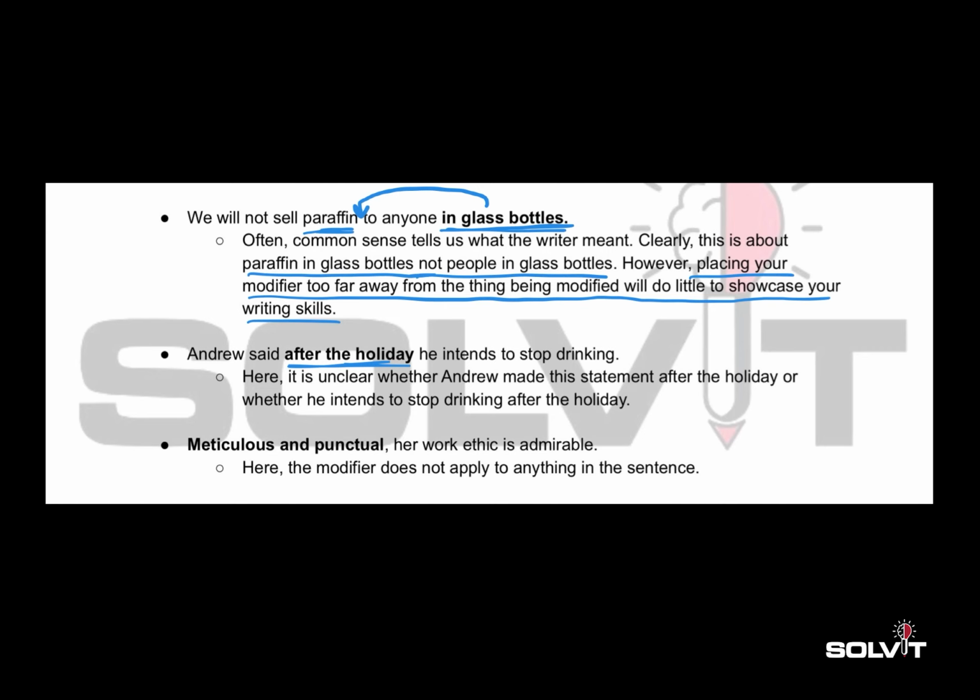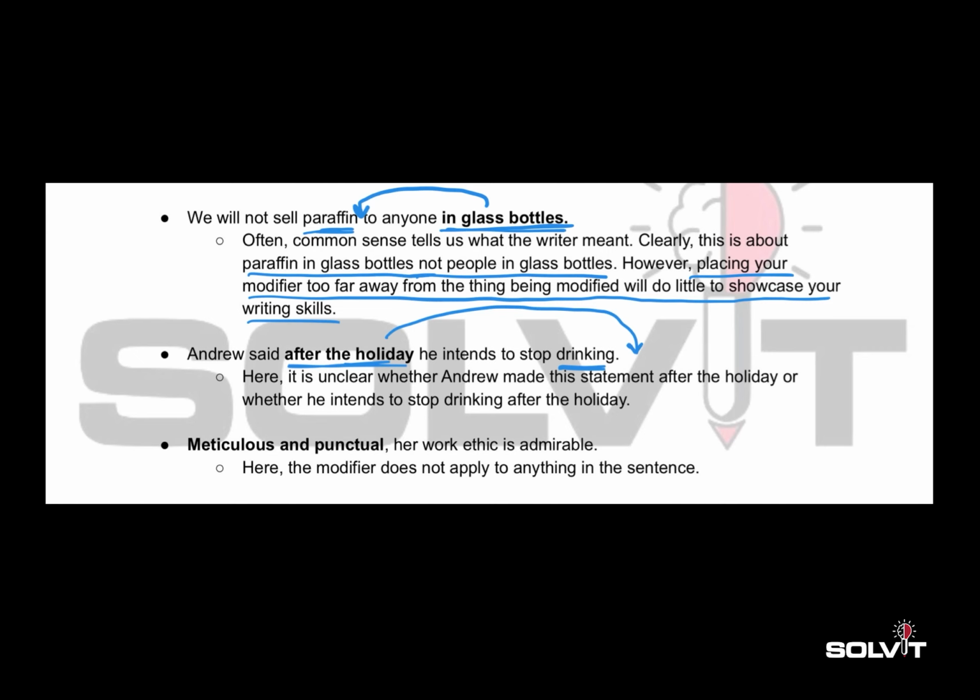Now, the way to correct this would be, Andrew said he intends to stop drinking after the holiday. Okay, if we shift this over here after the word drinking, right? Because your common sense is telling you that that is what the sentence is trying to say, right? That Andrew is saying that after his holiday ends, he's going to stop drinking, right? So it's best to place the modifier next to the thing being talked about, which is drinking. Okay, so the correct way to write this would be, Andrew said he intends to stop drinking after the holiday. Okay, that's a better sentence. That's a correct sentence, and it's telling you what it's meant to tell you.